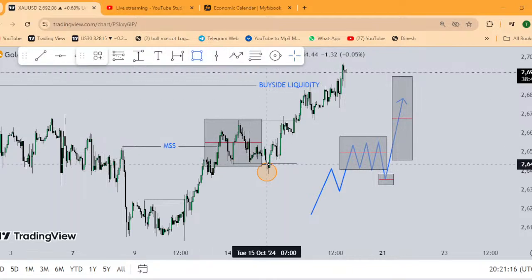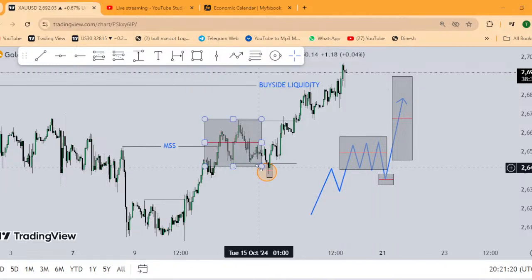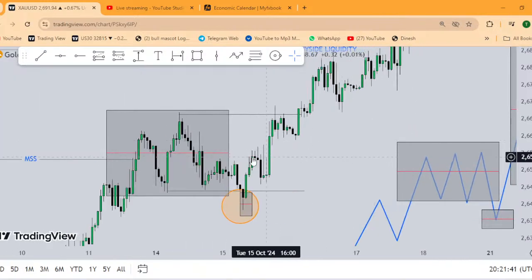So it will do a manipulation down here. The manipulation will sweep the liquidity of the consolidation cycle. Now what is it doing here? It is creating a false breakout for those who are willing to go short. Then after sweeping these orders, it will push back to the upside and then give you an intraday shift here for your entries.